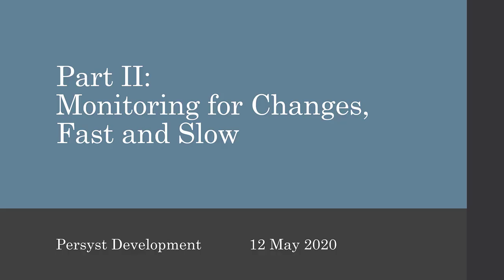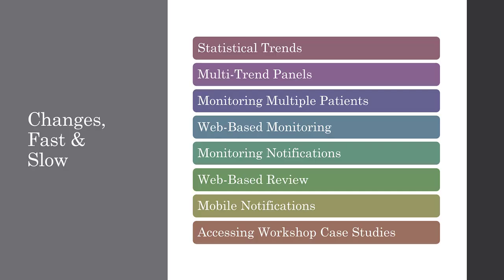Okay, we're going to roll right into part 2 because this part is a bit shorter. It goes more quickly. We're going to bring together a lot of the concepts we looked at and introduce a new trend type. The purpose of that is we want to be able to monitor for changes, whether they're fast, short occurring, or slowly evolving changes, and what can help us with that.